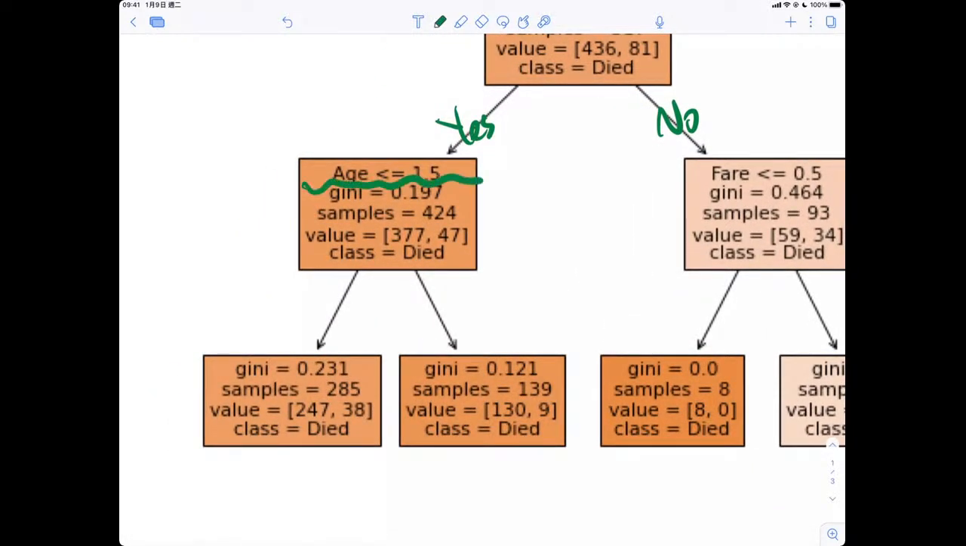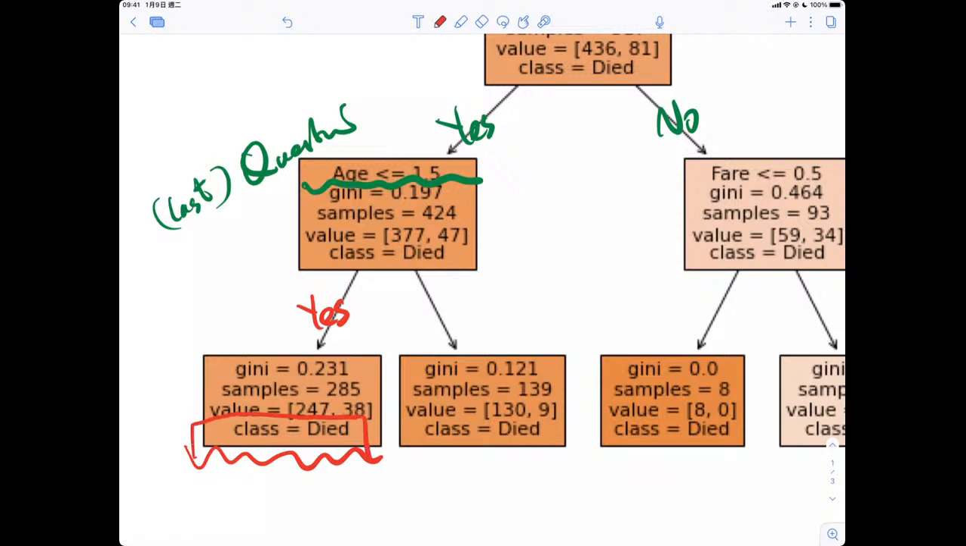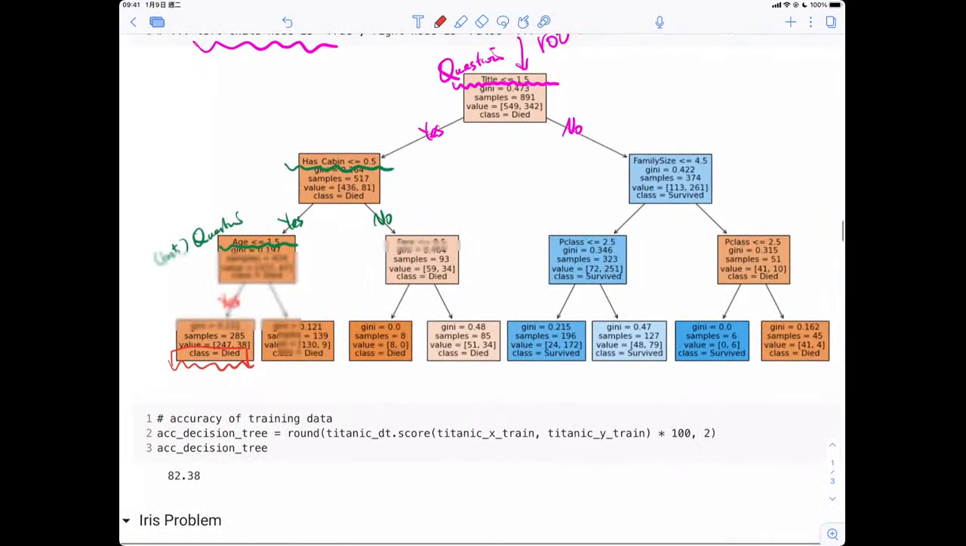And at the end, for example, here is another question, is the age less than 1.5? That is the last question. If your answer is yes, this testing passenger's age is less than 1.5, and it goes to the left-hand side, which is the last node. And here is the classification result right here: dead, not survived.